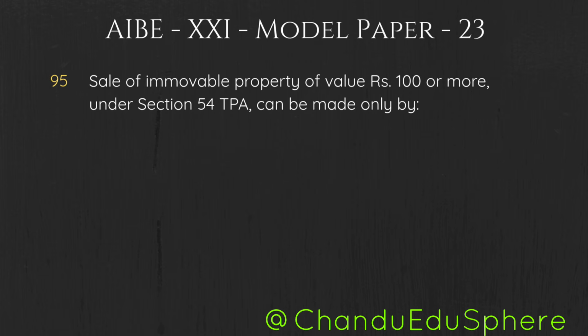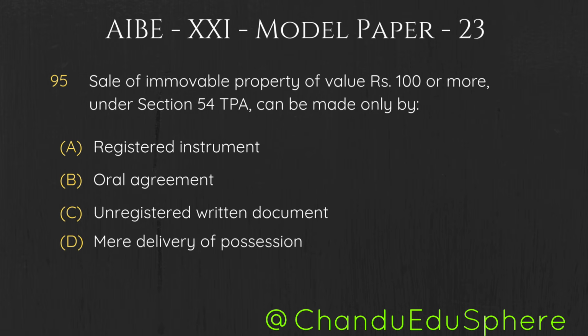Sale of immovable property of value rupees 100 or more under Section 54 of the Transfer of Property Act can be made only by registered instrument. A is the right choice.